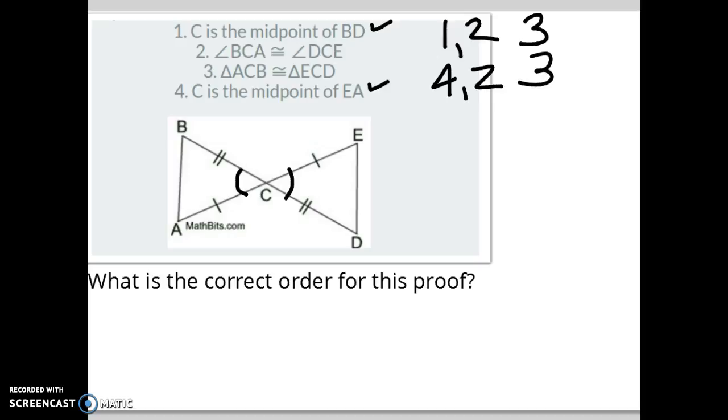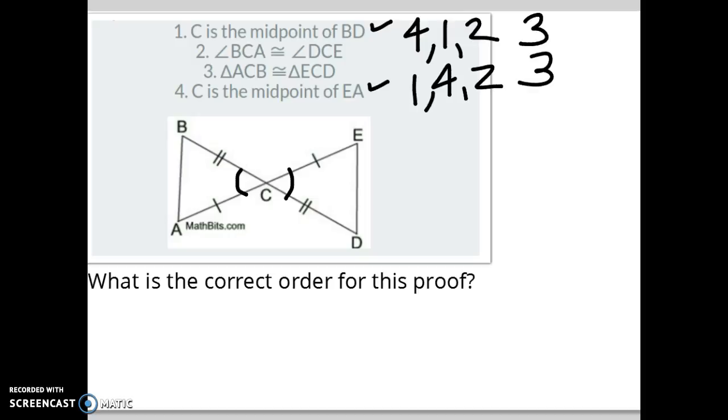So if I was to guess, and I'm just going to put that here, I'm not sure if 1 is first or 4 is first, but I know for a fact that after 4 will be 1, or after 1 will be 4. Number 2 has to be second because we have to talk about the vertical angle in order to prove side angle side. And then finally, we are going to state that the triangles are congruent.